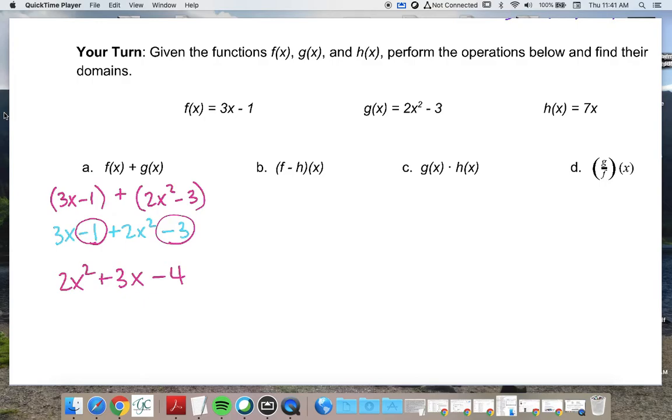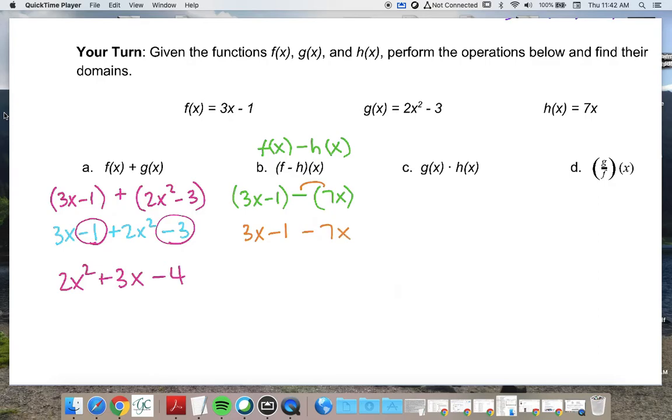All right, so in the middle here we have f minus h of x. I'm going to rewrite that because we don't like that notation. So f of x minus h of x. So that tells us that we have 3x minus 1 minus 7x. Now with subtraction, we talked about those parentheses are really important because that subtraction sign applies to everything that follows it. So this becomes 3x minus 1 minus 7x.